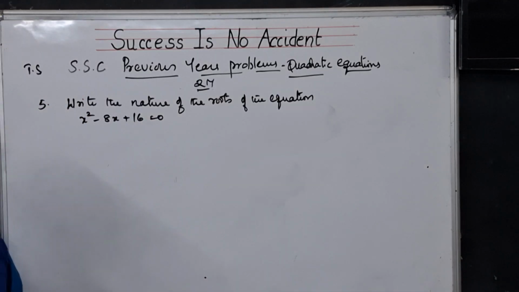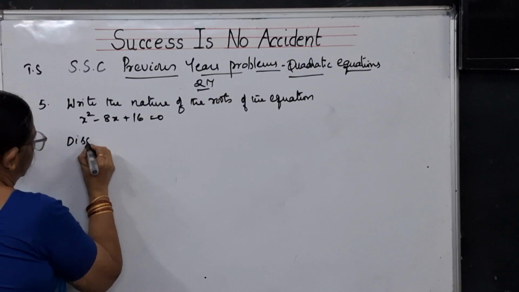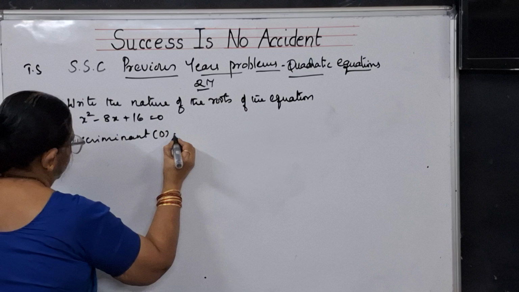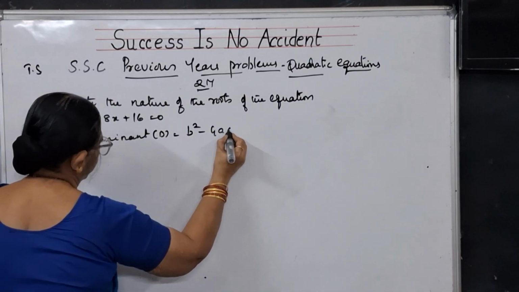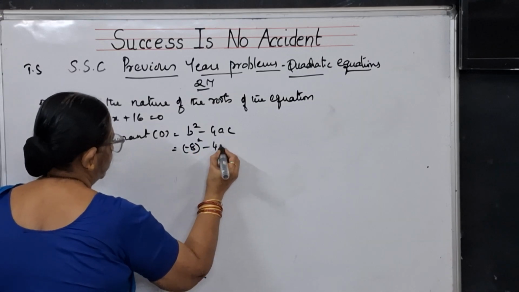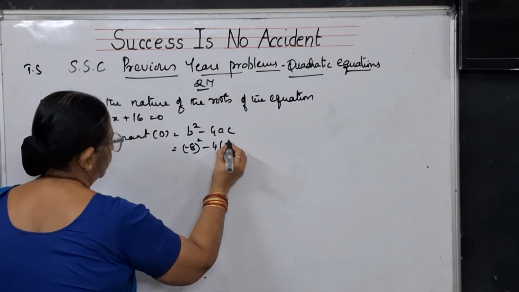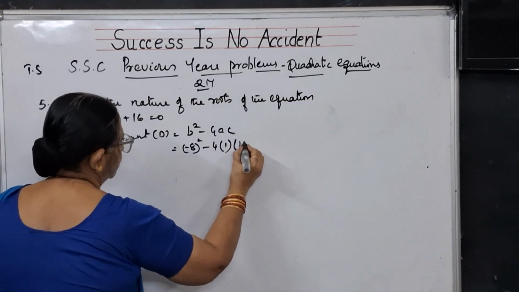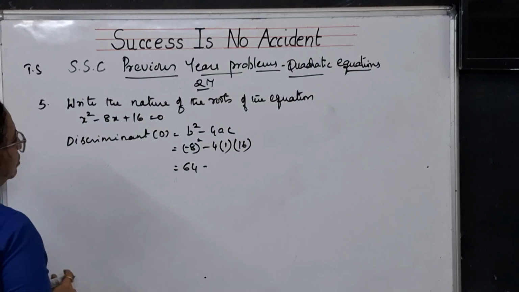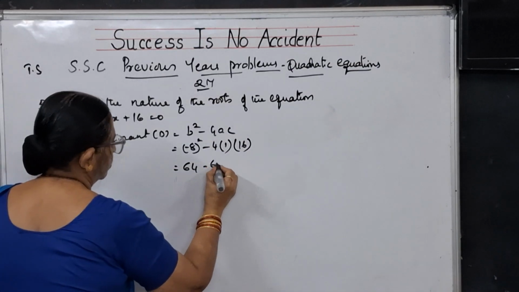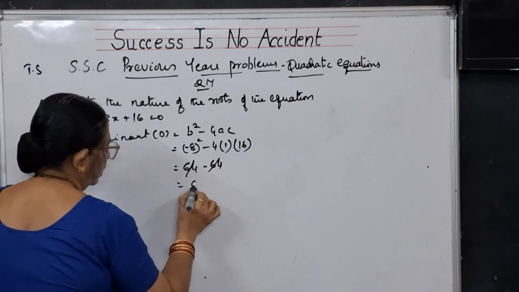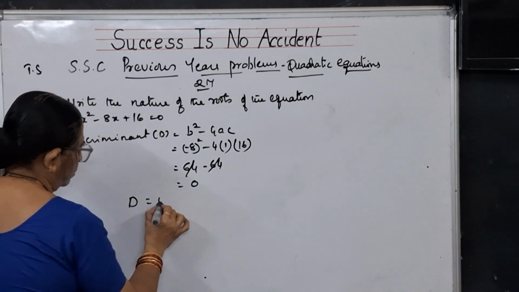To know the nature of the roots, you have to find out the value of discriminant, that is d is equal to b square minus 4ac. So b is minus 8 whole square minus 4 into a, coefficient of x square is 1, and c, constant term, 16. 64 minus how much, children? Again 64, 16 fours are 64. So these two will get cancelled, 0. So d is equal to 0.